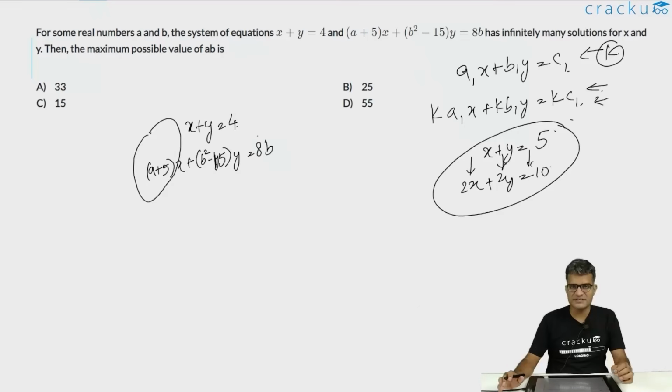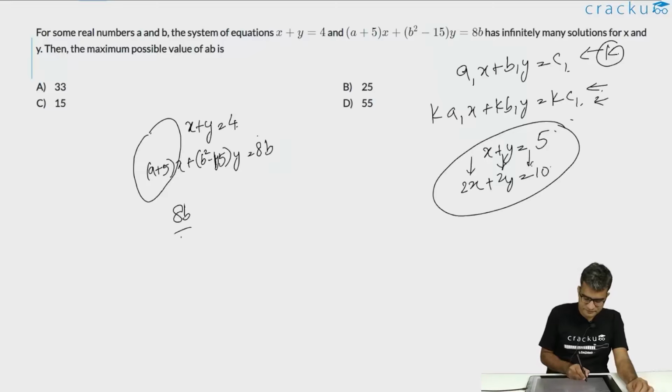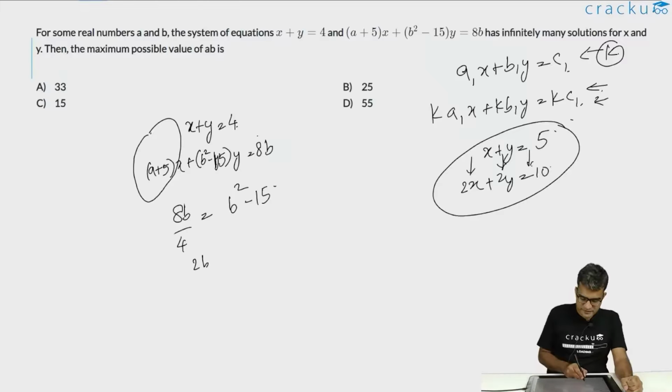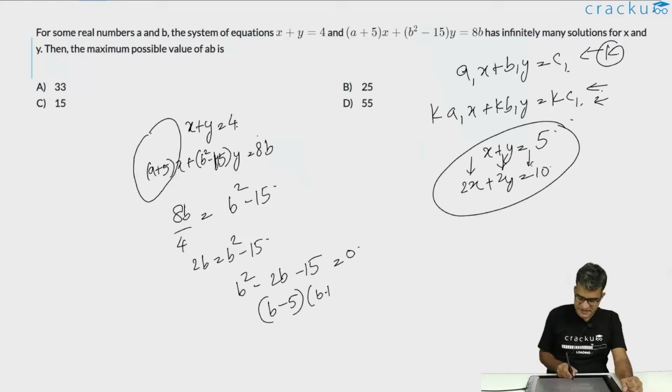So in this particular case, the ratio of the coefficients are the same. What is the constant term? The ratio is 8b by 4 is equal to b square minus 15. This is the coefficient of y, or 2b is equal to b square minus 15, or b square minus 2b minus 15 is equal to 0. This is (b minus 5) into (b plus 3) is equal to 0. So the value of b is either equal to 5 or it is equal to minus 3.